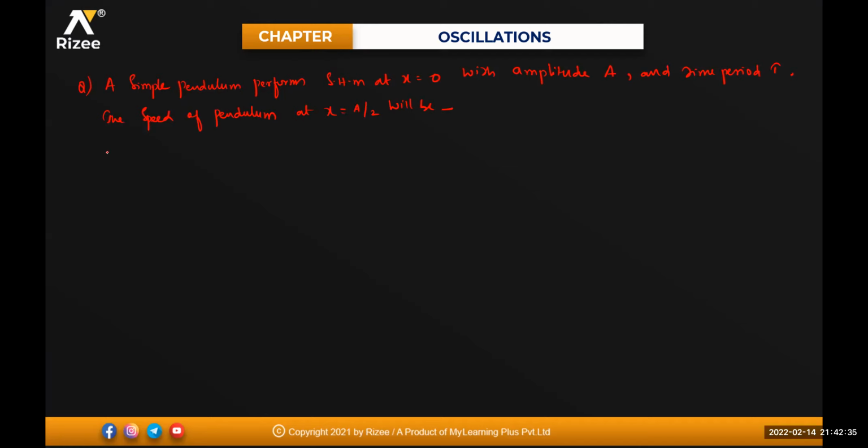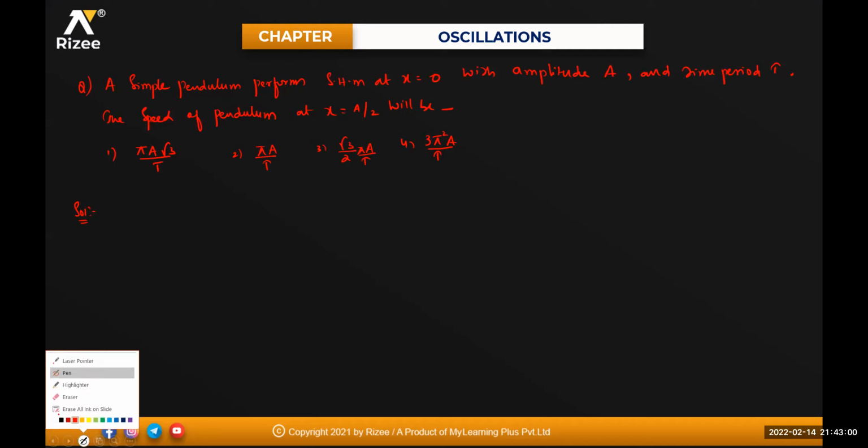I'll give the options for this one. First option is pi A root 3 divided by T. Second option is pi A divided by capital T. Third one is root 3 divided by 2 pi A divided by T. And fourth option is 3 pi square A divided by T.